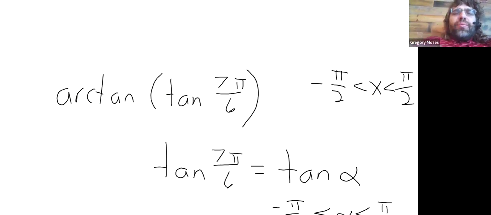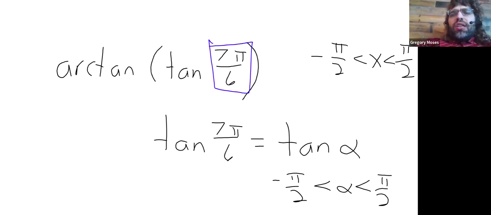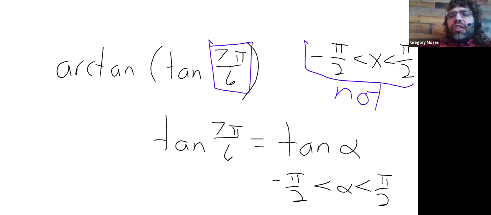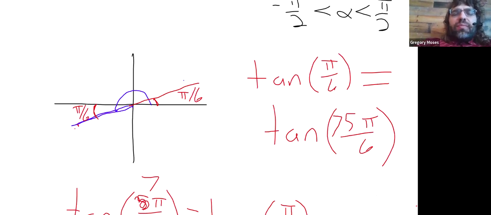But again, we look at the number that we have here. We recognize that it's not where it needs to be for the arctangent and the tangent to cancel. So we look for a reference angle. We look for an angle between negative pi over 2 and positive pi over 2 that has the same tangent. In this case, the tangent of pi over 6 is the tangent of 7 pi over 6.